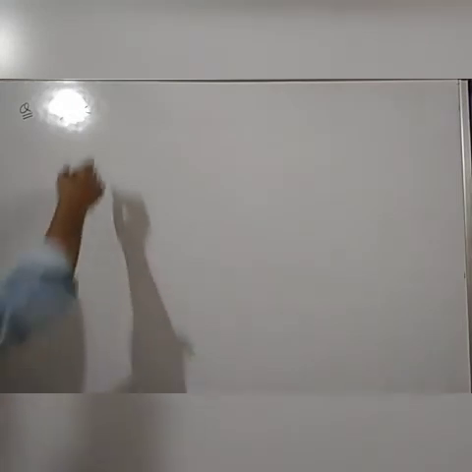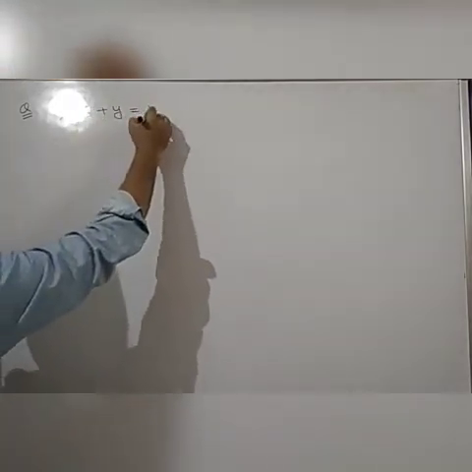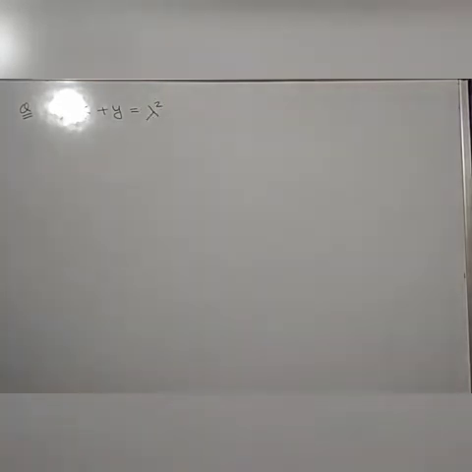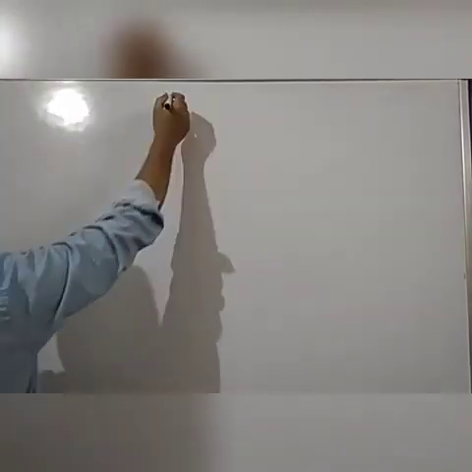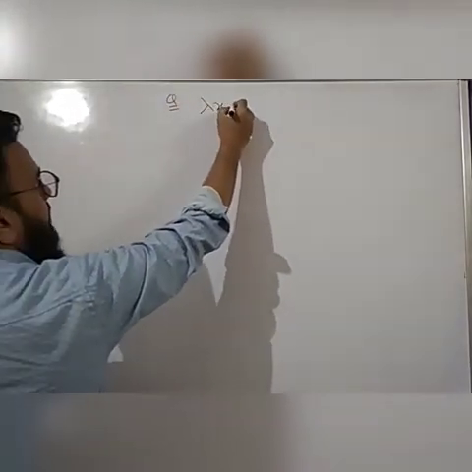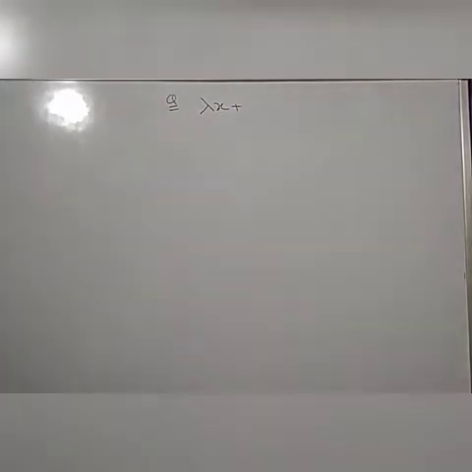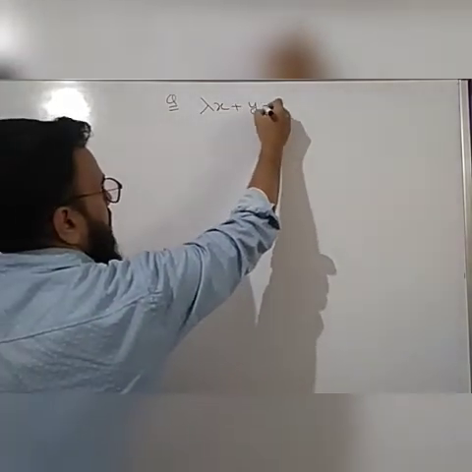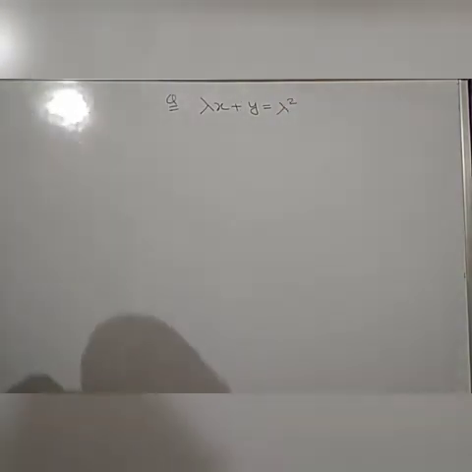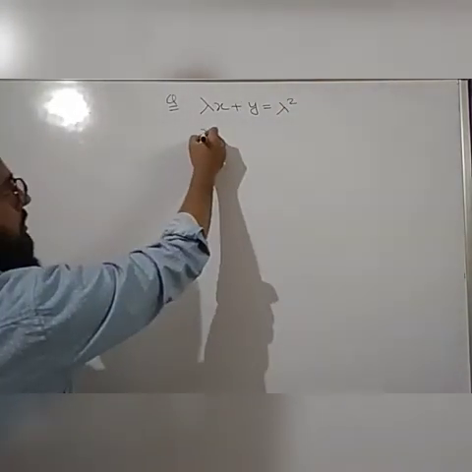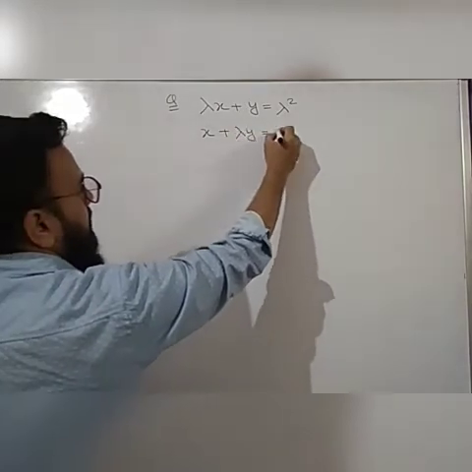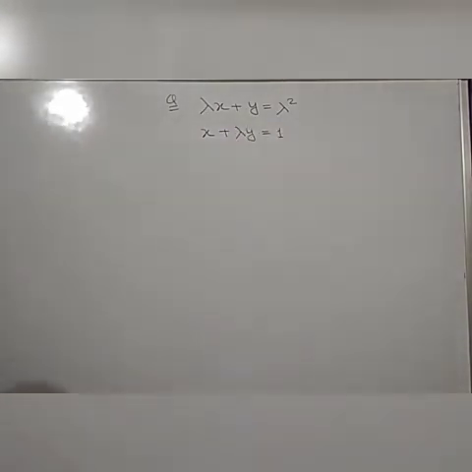Lambda into x plus y is equal to lambda square. This is the first equation. I am writing the equation in the middle. Lambda x plus y is equal to lambda square. And the second equation is x plus lambda y is equal to 1. Now these are the two equations. Lambda x plus y equals lambda square and x plus lambda y is equal to 1.